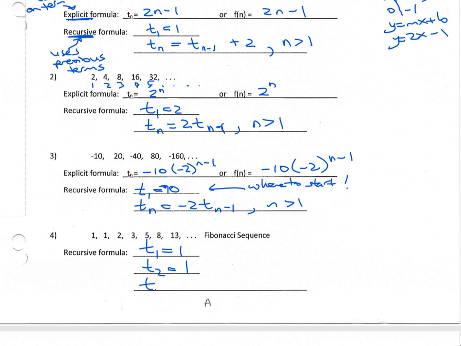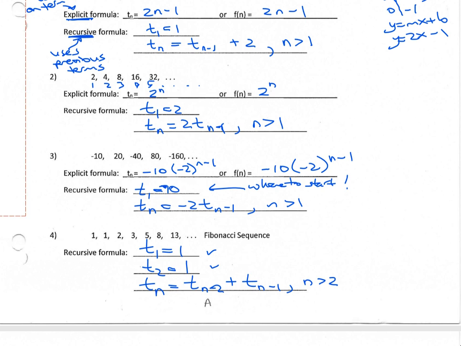Okay, so Tn is equal to the 2 previous terms. So that would be Tn minus 2 plus Tn minus 1. Those are the 2 previous terms. As long as n is greater than 2, not 1, 2, right? Because when n is 1, we have to give the starting point. When n is 2, we have to give a starting point. And then after that, when n is greater than 2, so 3, 4, 5, and so on, then we can use the rest of the formula. So this formula has 3 parts.